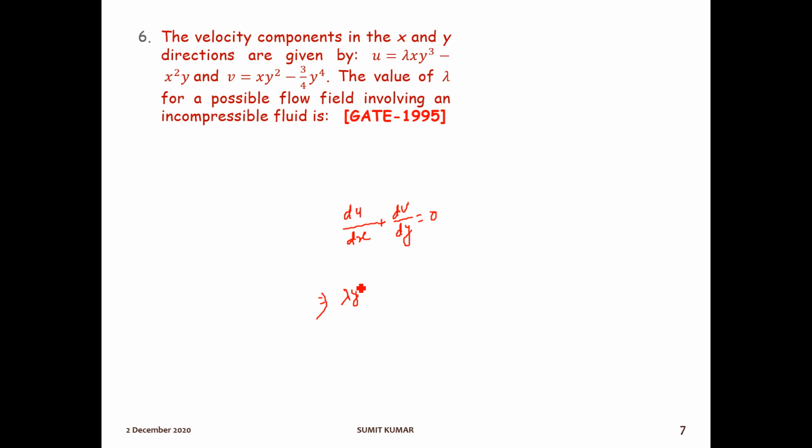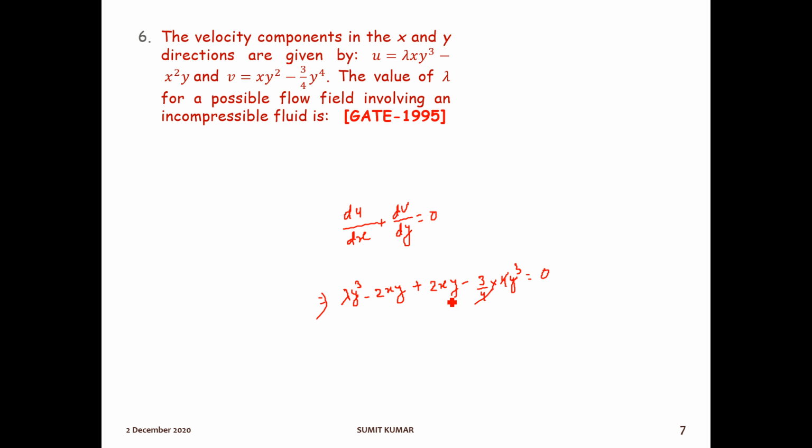Lambda y cube minus x square y, derivative of this x square y is what? 2xy, 2xy plus del v by del y. Here del v by del y, derivative of this dv by dy is what? 2xy, 2xy minus here 3 by 4 into 4y cube is equal to 0.